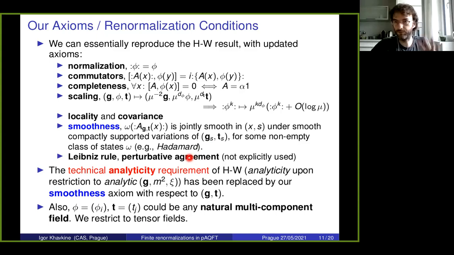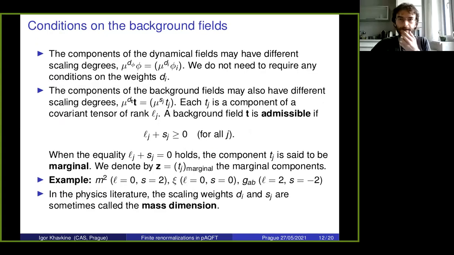There are some other requirements that are typically listed, but they're not used in our proof, so I'll skip them. A small condition, because we're now working at a higher level of generality than Hollands and Wald did. So we don't need to work with a single scalar field. We can work with a multiplet of any kind of bosonic fields, multi-component fields. And we can have background fields that are not just the metric, not just the mass, not just the curvature coupling, but any other background scalars or tensors that enter the Lagrangian.